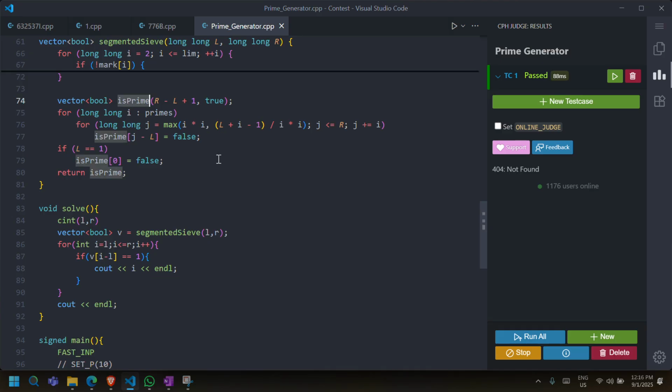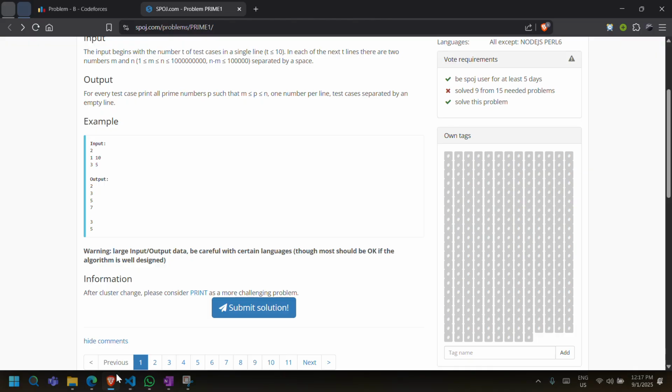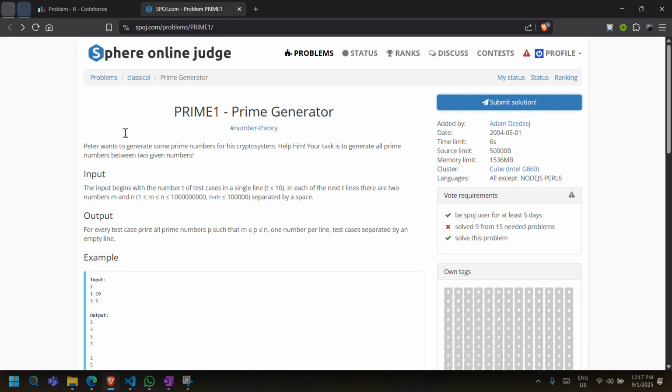This vector is basically converted to zero index because you can't make an array of length R. You have to shift that window. So in this segmented sieve, the first index is L, the second index is L plus 1, the third index is L plus 2, and so on. So you iterate from L to R, and you check whether u of i minus L is 1, and if it is 1, it is a prime number, and you output that answer. I already checked it, and yeah, it's working.